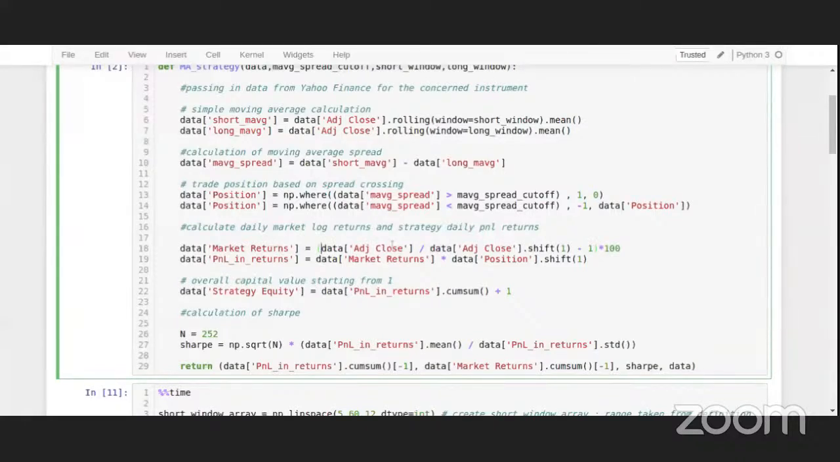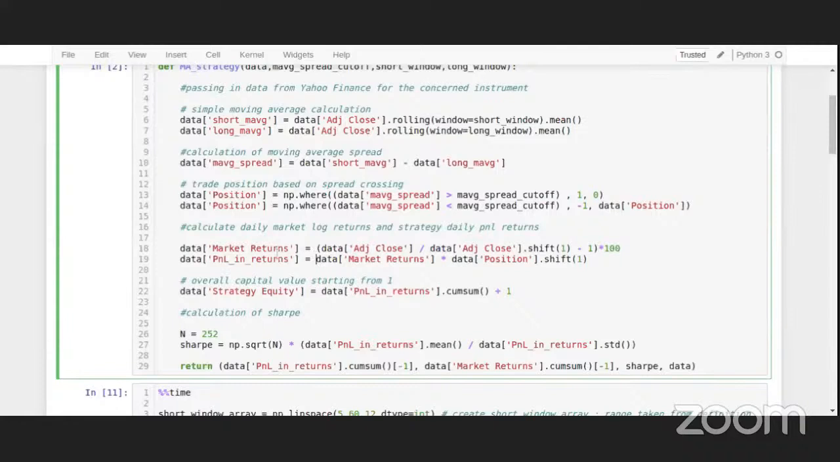So we have the initial close, and then we have the close shifted by one. We divide today's close by yesterday's close, and then we subtract one, and then we multiply it by 100. So what we get is the percentage change in the stock closing price from today, since yesterday.